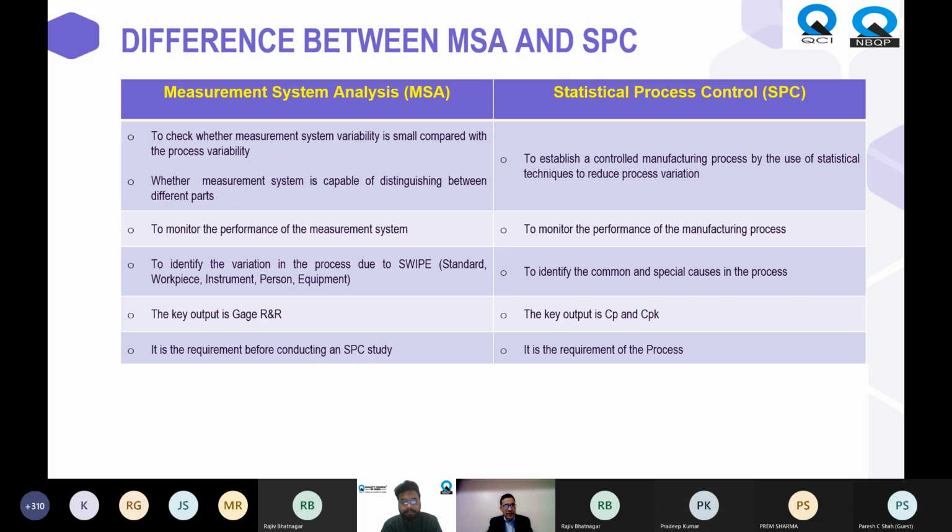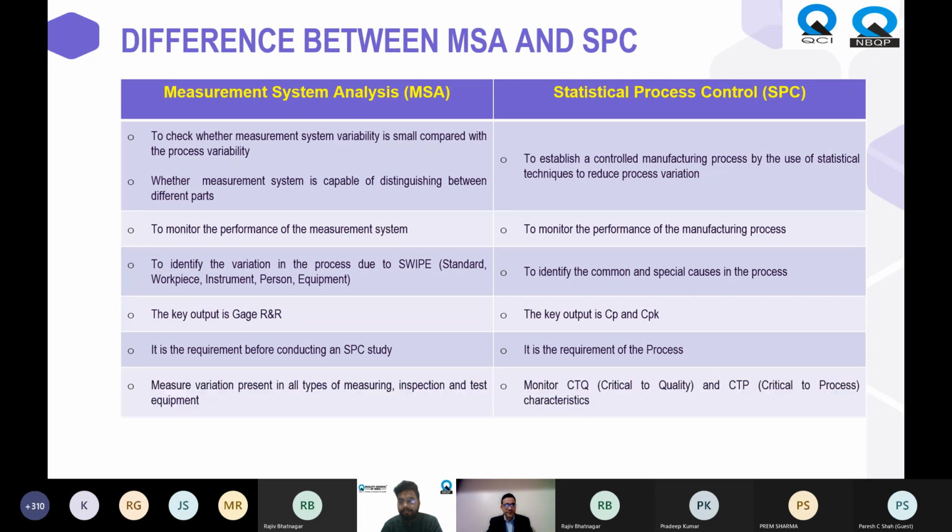MSA is a requirement before conducting an SPC study. So whenever we do SPC, it's important to understand that we have to start with MSA, measurement system analysis, and then we can jump to SPC. If we directly do SPC, then we will start getting the wrong data, we will surely have escalation from the customer, and we will have rejected pieces as well. So we have to be careful on this part.